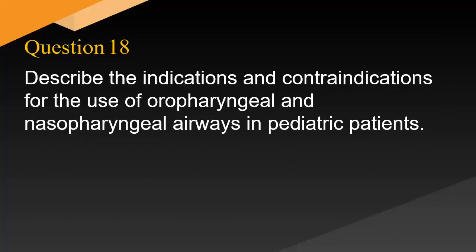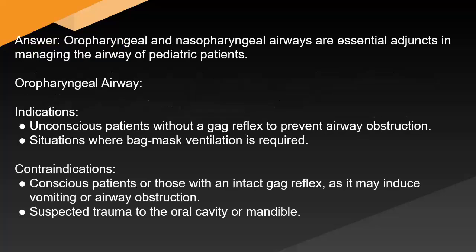Describe the indications and contraindications for the use of oropharyngeal and nasopharyngeal airways in pediatric patients. Answer: Oropharyngeal and nasopharyngeal airways are essential adjuncts in managing the airway of pediatric patients. Oropharyngeal airway indications: unconscious patients without a gag reflex to prevent airway obstruction, situations where mask ventilation is required. Contraindications: conscious patients or those with an intact gag reflex, as it may induce vomiting or airway obstruction, suspected trauma to the oral cavity or mandible.